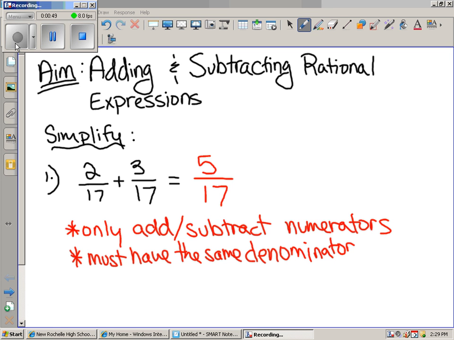So let's go over the rules for adding or subtracting fractions. First of all, you only add or subtract the tops. And the only time you can actually ever add or subtract the tops is if they have the same denominators.